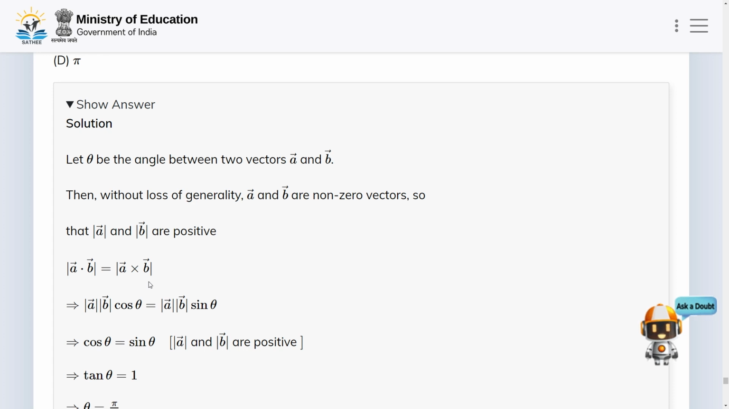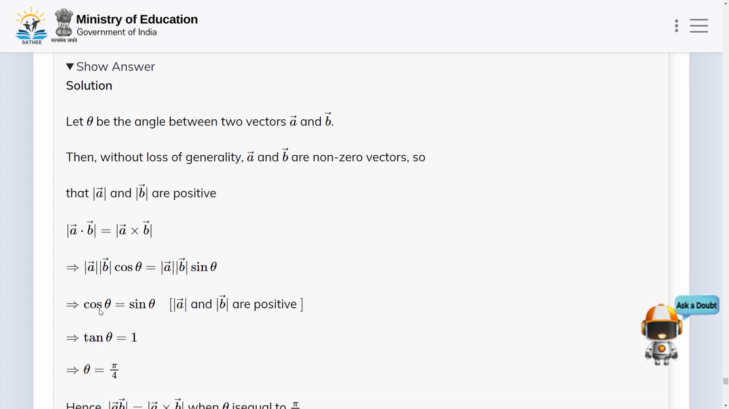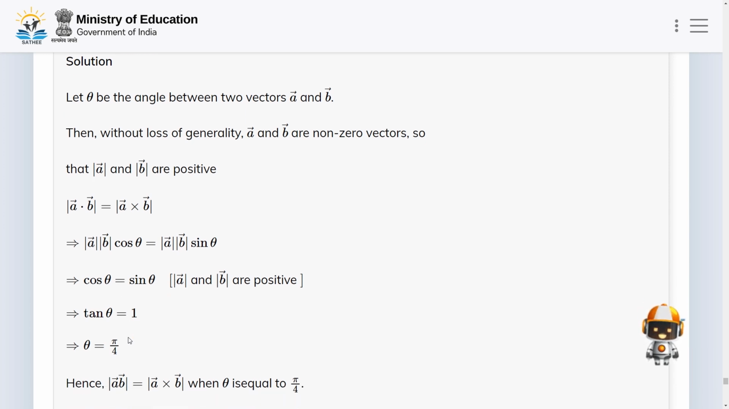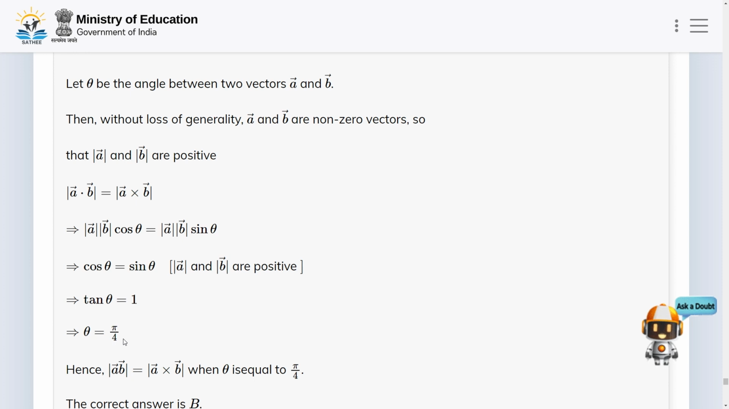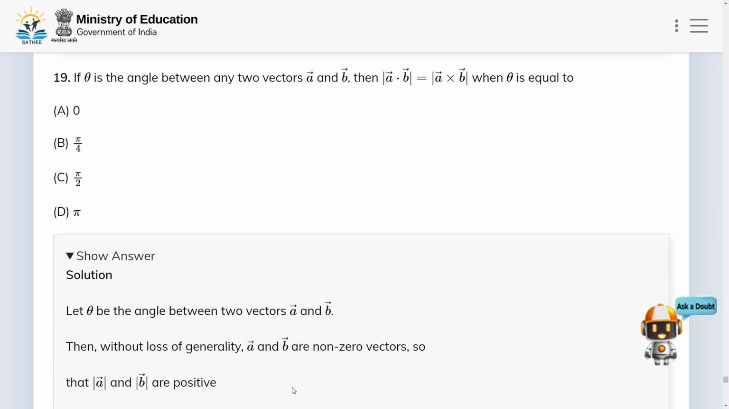Now cos theta is equal to sin theta. Yes, this means tan theta must be 1, so theta will be pi by 4. The only condition when the magnitude of the dot product of A and B will be the same as the magnitude of the cross product of A and B is when theta is pi by 4. So option B will be your correct option. Pi by 4 means 45 degrees, and in radians pi by 4. Okay, I hope it is clear.